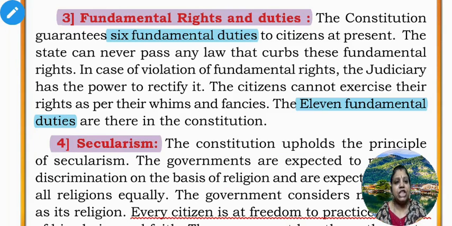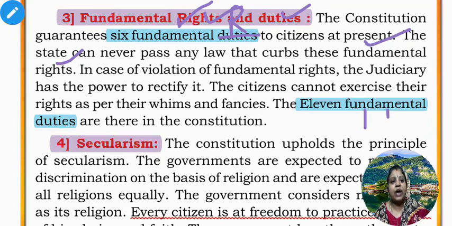The third salient feature of our Constitution is fundamental rights and duties. The Constitution guarantees 6 fundamental rights to a citizen at present, and there are 11 fundamental duties. Regarding fundamental rights, the state can never pass any law that curbs these rights. So it will not follow any laws that will disturb fundamental rights.